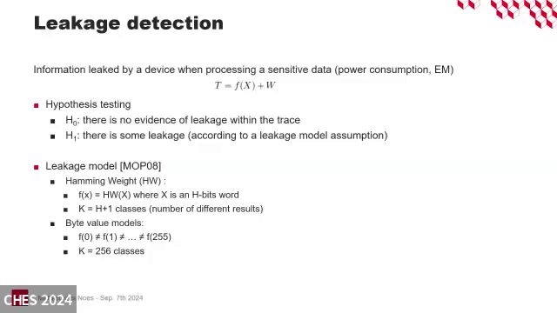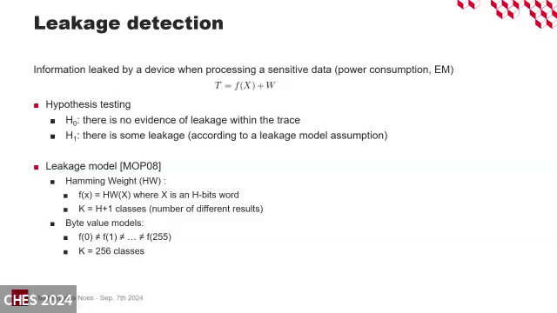So leakage detection, as it was already discussed last evening, is when the device processes sensitive data, we want to know whether at the output of the acquisition process, for instance with power consumption or electromagnetic radiations, the signal contains only noise, or also, in addition, one part which is linked to the sensitive data X. So the leakage is modeled as a function of X, which is the sensitive data. So the detection itself is a hypothesis testing.